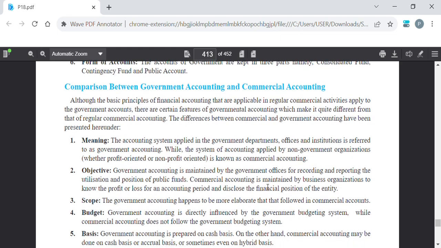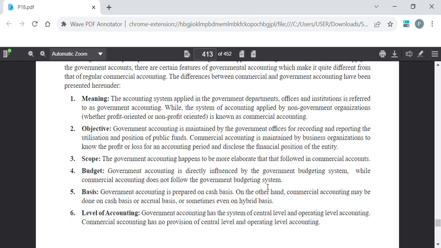Objective: government accounting is maintained by government offices for recording and reporting utilization and possession of public funds. I want to record how much fund I have, I want to report, I want to utilize, I want to know the possession of public funds. For that, government accounting is necessary.